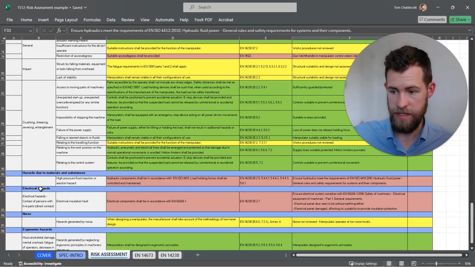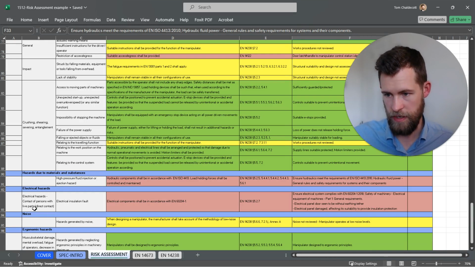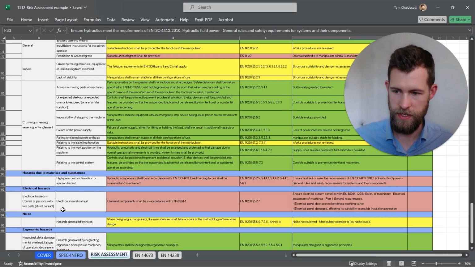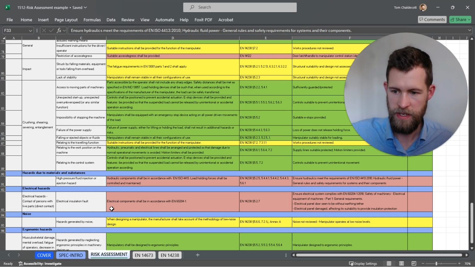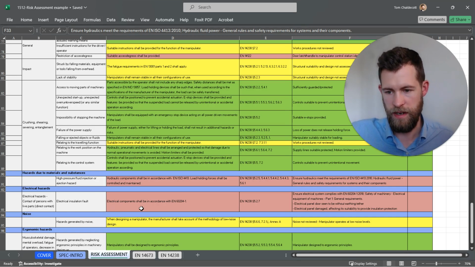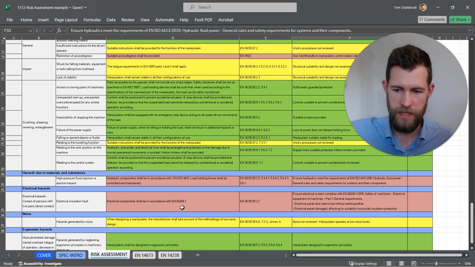So here we've got electrical hazards: contact of persons with live parts. So there's your hazard identified. What's the fault condition? Electrical insulation fails, or there's an electrical insulation fault. The requirement of the standard is that electrical components should be in accordance with 60204 Part 1. And what was observed?